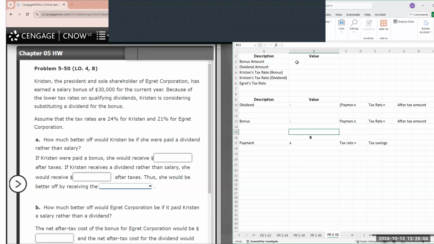All right, and just some information that we're going to need to know. What is the bonus amount? 30,000. What would the dividend amount be? All right, fairly similar, 30,000. Again, we're trying to determine what would be the best thing to do. So 30,000 would be the dividend amount. What is Kirsten's tax rate? If she took the bonus, it would be 24%. What would Kirsten's tax rate be if it were a dividend? 15%. And what would Egret's tax rate be? 21%.